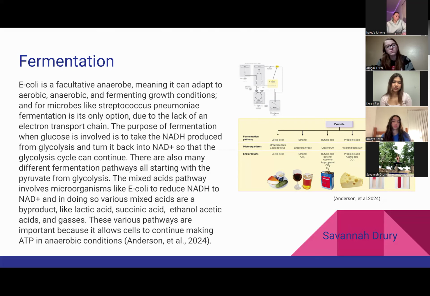There are also many different fermentation pathways, all starting with the pyruvate from glycolysis. So they all have different outcomes. The mixed acids pathway involves microorganisms like E. coli to reduce NADH to NAD plus, and in doing so, various mixed acids are the byproduct, like lactic acid, succinic acid, ethanol, acetic acids, and gases. These pathways are important because they allow cells to continue making ATP in anaerobic conditions.